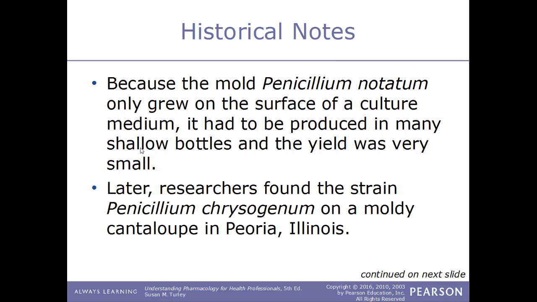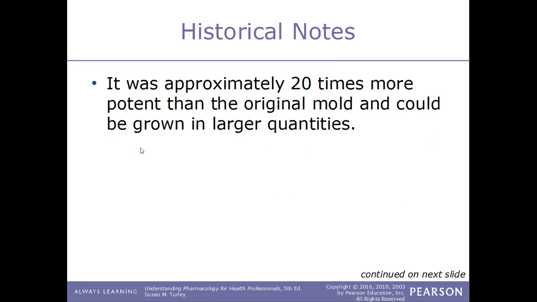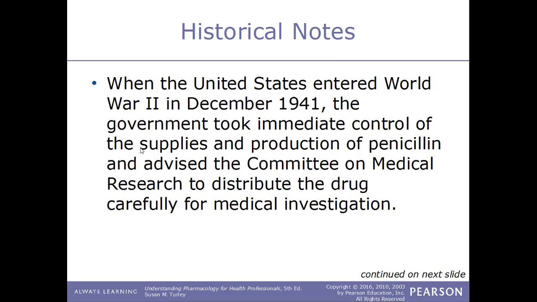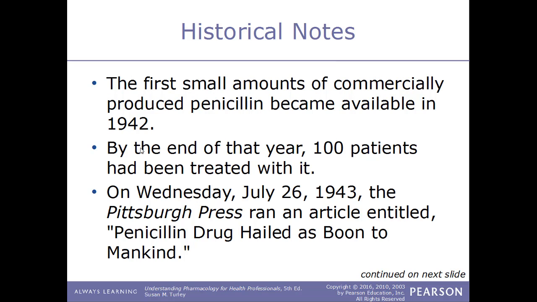Later, researchers found the strain Penicillium chrysogenum on a moldy cantaloupe in Peoria, Illinois. It was approximately 20 times more potent than the original mold and could be grown in much larger quantities. When the U.S. entered World War II in December 1941, the government took immediate control of the supplies and production of penicillin, and advised the Committee on Medical Research to distribute the drug carefully for medical investigation. The first small amounts of commercially produced penicillin became available in 1942. By the end of that year, 100 patients had been treated with it.